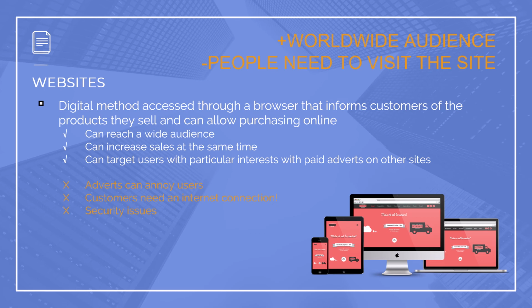So a website is classed as a digital method that can be accessed through a browser, and it can be used to inform customers of the products you sell, but also to allow purchasing online. So the main thing with websites is they can reach a massive wide audience, they can increase sales at the same time, and you can also target users with particular interests if you advertise on other people's websites. So it's important to know that you can put a sponsored advert on somebody else's website.